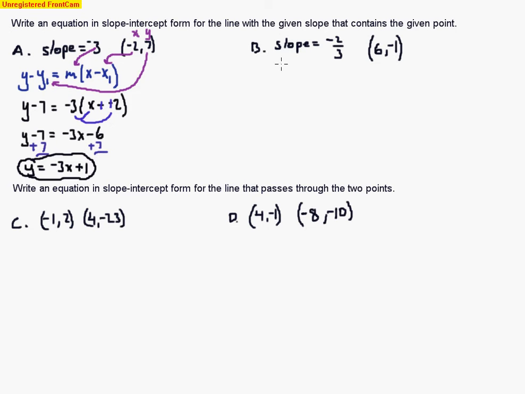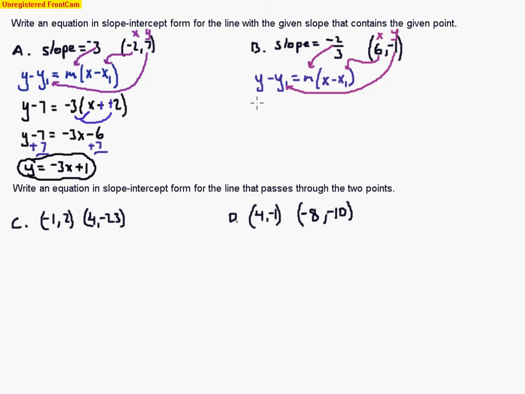Well, let's take a look at the next problem. Same sort of thing. We're going to use that point-slope formula. It goes y minus y1 equals the slope, m, times x minus x1. And we're going to substitute the point and the slope into that equation. So the slope goes in for m. The x value always goes in for x1. The y value goes in place of y1. And then we'll have our equation in that point-slope form.